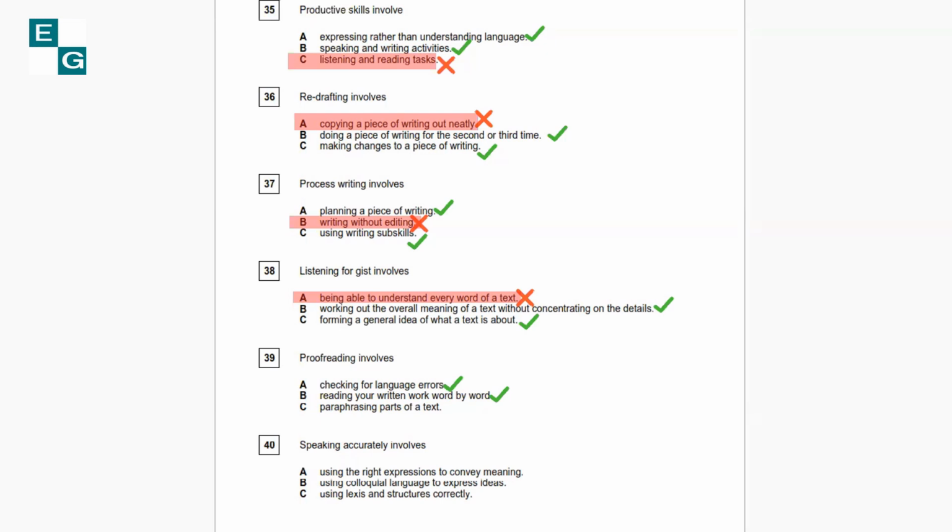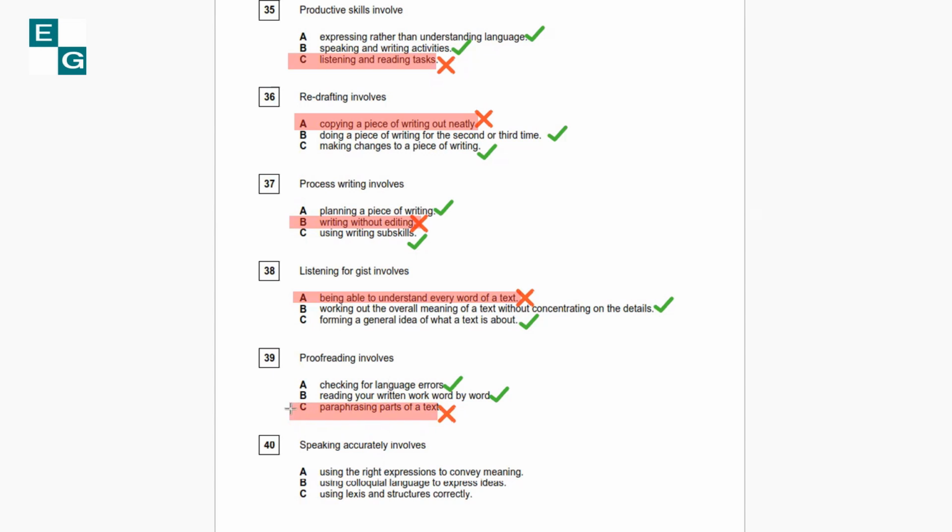What we can say about proofreading is that it does not involve paraphrasing. Proofreading means checking, finding mistakes, finding, let's say, what can be improved in spelling and punctuation and all these aspects. But it doesn't involve paraphrasing parts of a text.